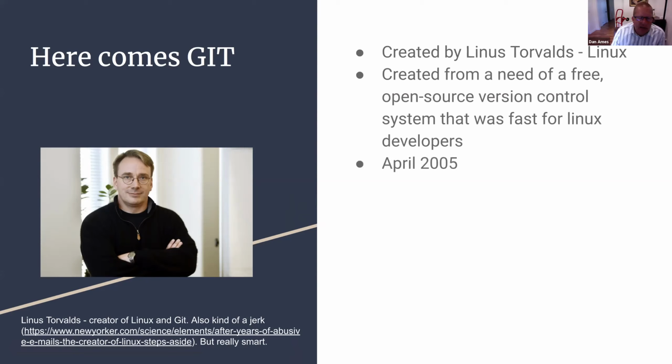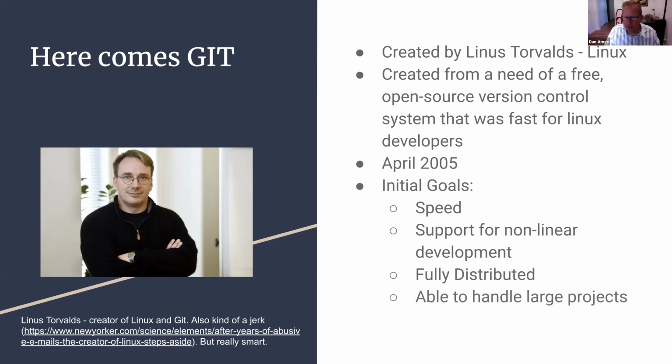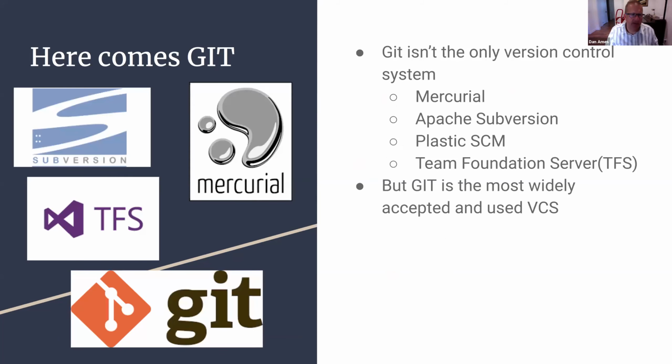Okay, April 2005, he develops it. Here's some of the goals: speed, support for nonlinear development. You can program, I can program, she can program, we can merge our code in a nonlinear fashion, fully distributed, everybody's working separately. We've all got a copy of the code locally. We've all got the entire version history locally, which is a new cool thing that he did. But we can also cross collaborate and share our code with each other. It should be able to handle very large projects.